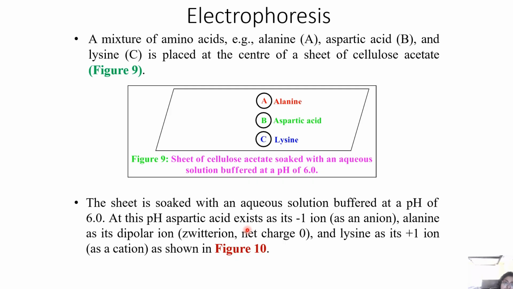Okay, the sheet is soaked with an aqueous solution buffered at a pH of 6. At this pH, aspartic acid exists as a -1 ion, as an anion. Alanine as its dipolar ion, that is zwitterion, it is at its isoelectric point, so the net charge is 0. And lysine as its plus 1 ion, as a cation, as shown in this figure.